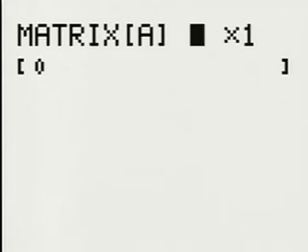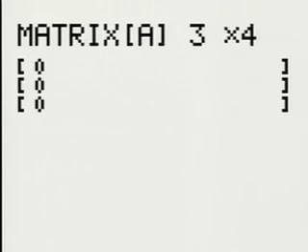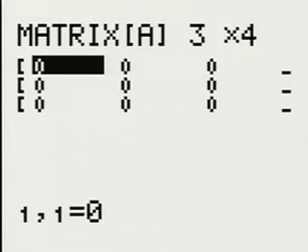We need to give it dimensions. We're going to have 3 rows and 4 columns, because we have 1 row for each equation. We get a column for each variable, and then 1 for the constant. So we'll enter 3, enter, and 4, enter. And that sets up the matrix for us. We just need to enter in all our coefficients now. We're going to go through each equation one at a time.